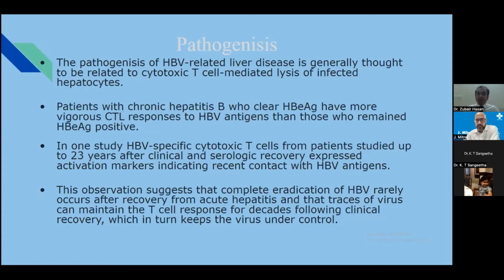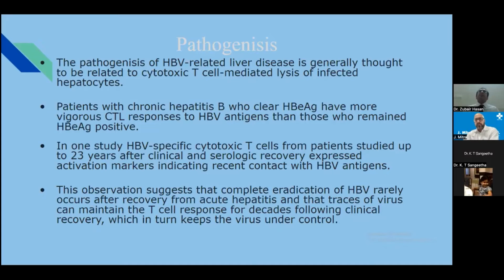So, patients with chronic hepatitis B virus who clear the HBe antigen. The next speaker will speak in more detail about the different antigens on the virus. Those who clear the HBe antigen and have a vigorous cytotoxic T lymphocyte response to HBV antigens are those who remain HBe positive. So HBe positivity was related to chronic hepatitis B. That was one study finding. In one study, HBV-specific cytotoxic T cells removed from patients tested after 23 years still showed some activity, indicating they had activation markers.